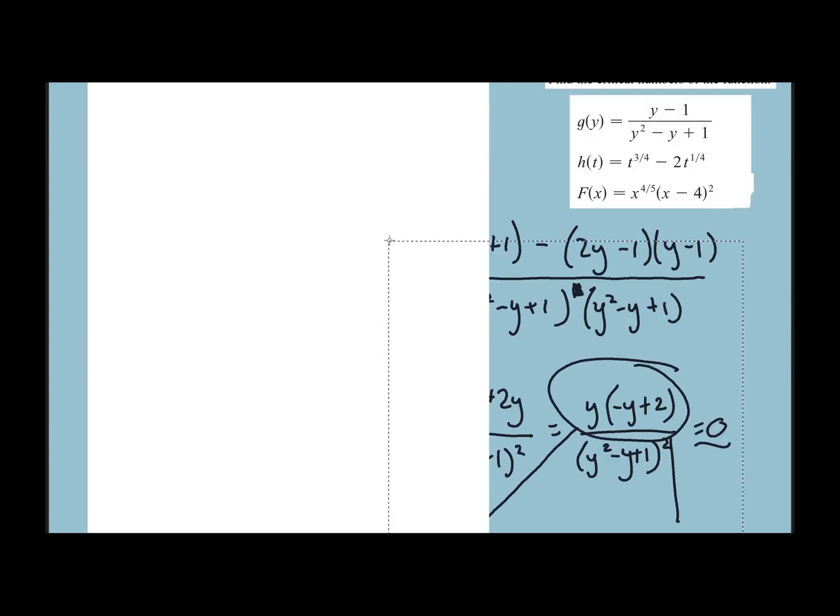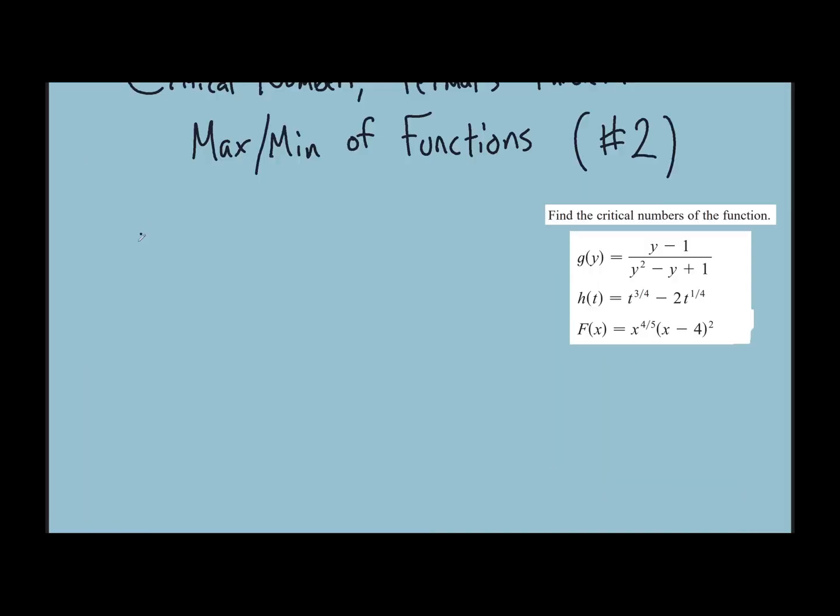Okay, let's move on to problem number 2. Let's write this baby out. H of t equals t to the 3/4 minus 2t to the 1/4. So h prime of t, no matter what we see, it's going to be take the derivative, set it to 0. So we get 3/4 t to the negative 1/4 minus 1/2 t to the negative 3/4. That makes sense to me.